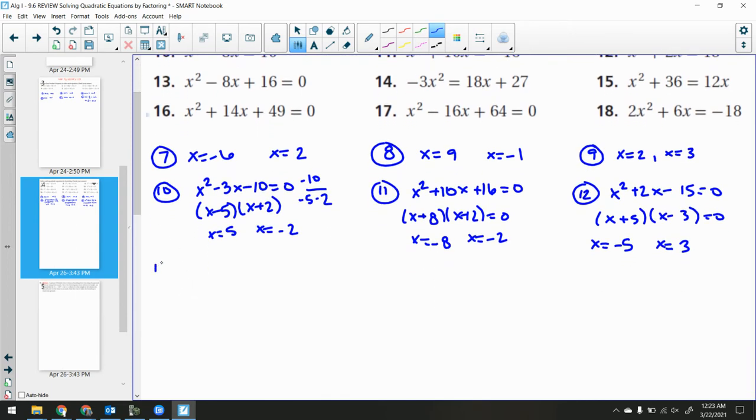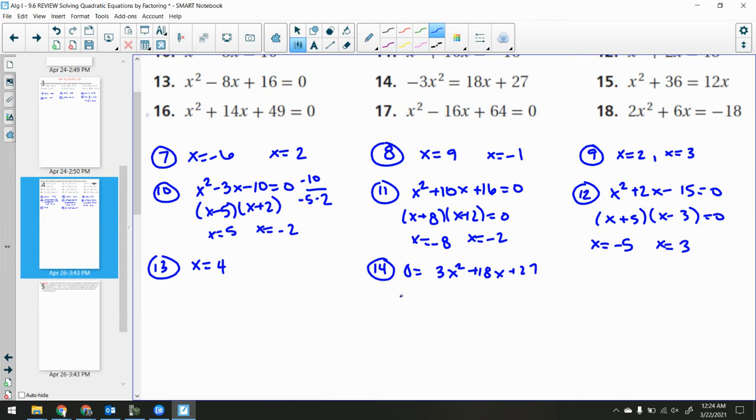Number 13 here. Looks like it's going to be x is equal to 4. Number 14. Now notice here that I've got to add the 3x over to the other side. Let me write this one out. I add the 3x over to the left side. It's going to be 0 is equal to 3x squared plus 18x plus 27.